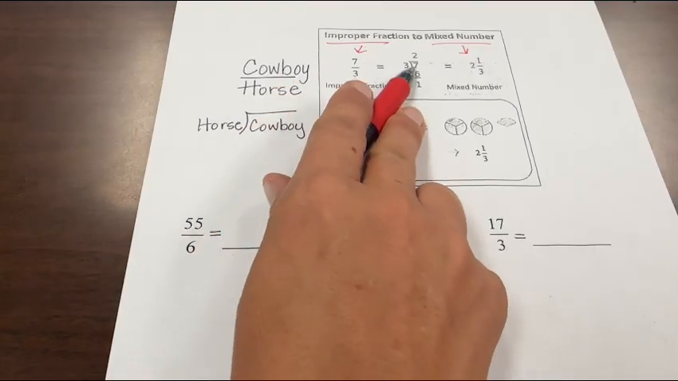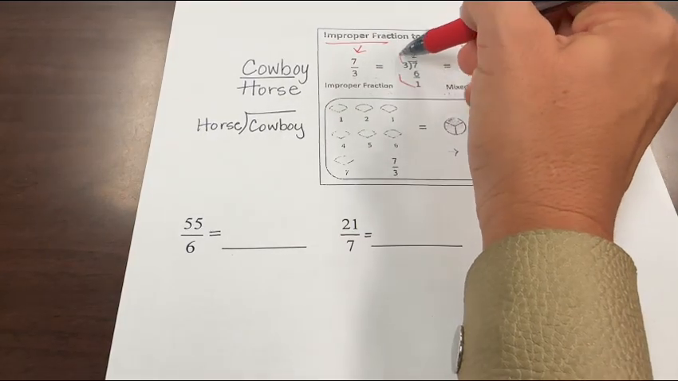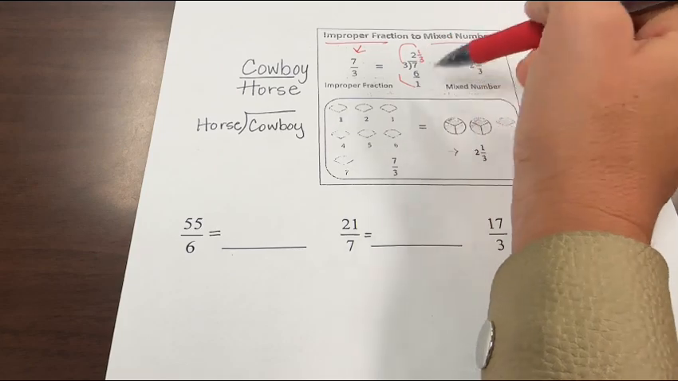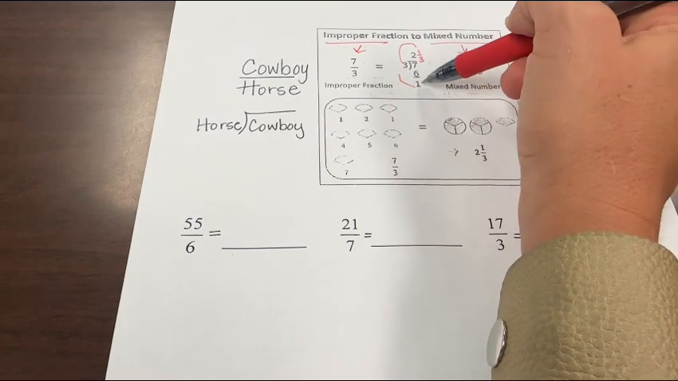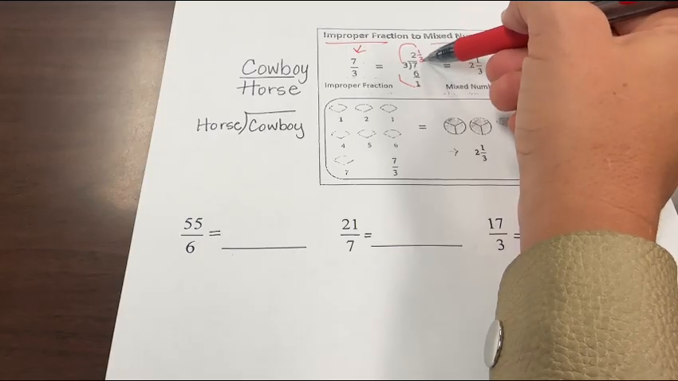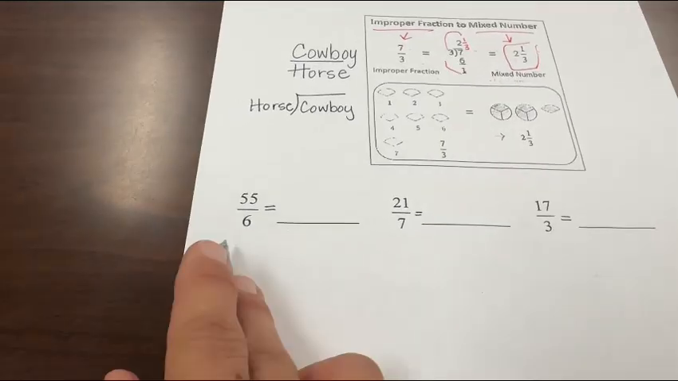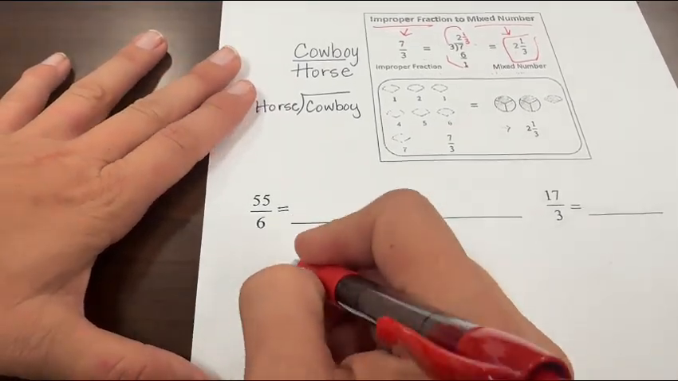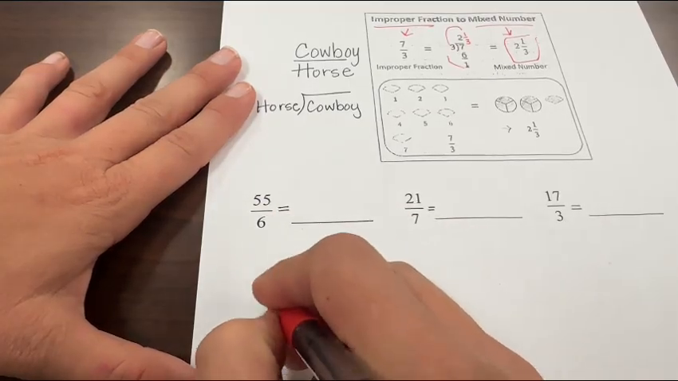So 7 goes in the house since it's the cowboy, and we get 2 1/3. So our remainder is up here in the numerator. So we had 2 whole pizzas, and then we had 1 piece left over, and they were cut into thirds. So that's where we get our mixed number. So let's practice on this one. So we have 55 divided by 6.